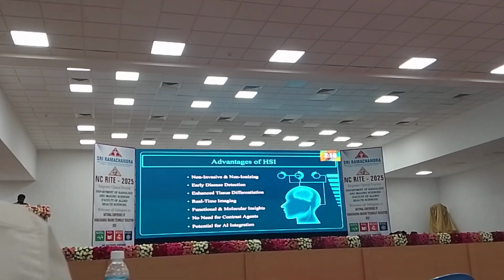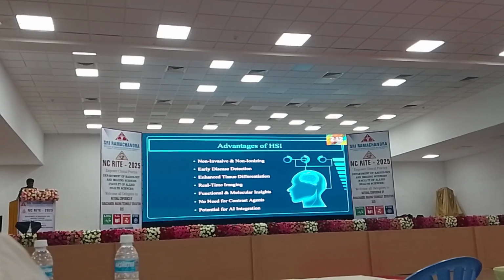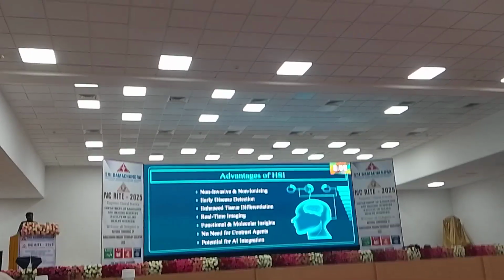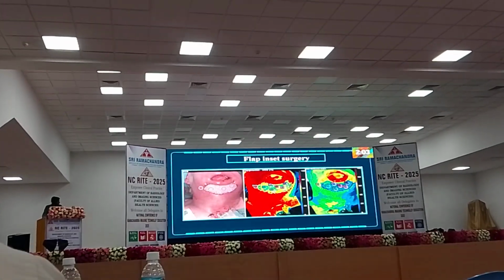So advantages: the main advantage is non-invasive, non-ionizing, early disease detection, enhanced tissue differentiation, real-time imaging, functional molecular insights, no need for quantization. As the current world is adapted to AI, this spectral imaging is also adapted with AI. And these are the cases.